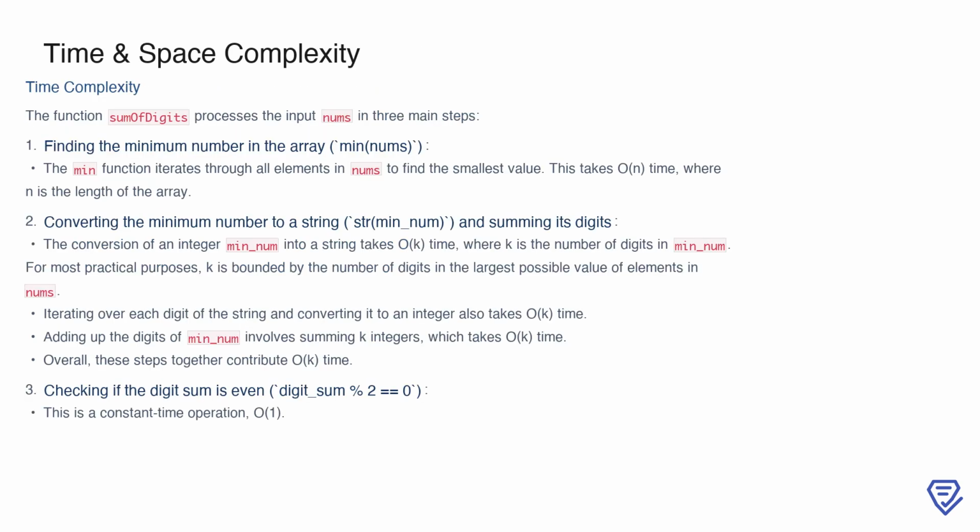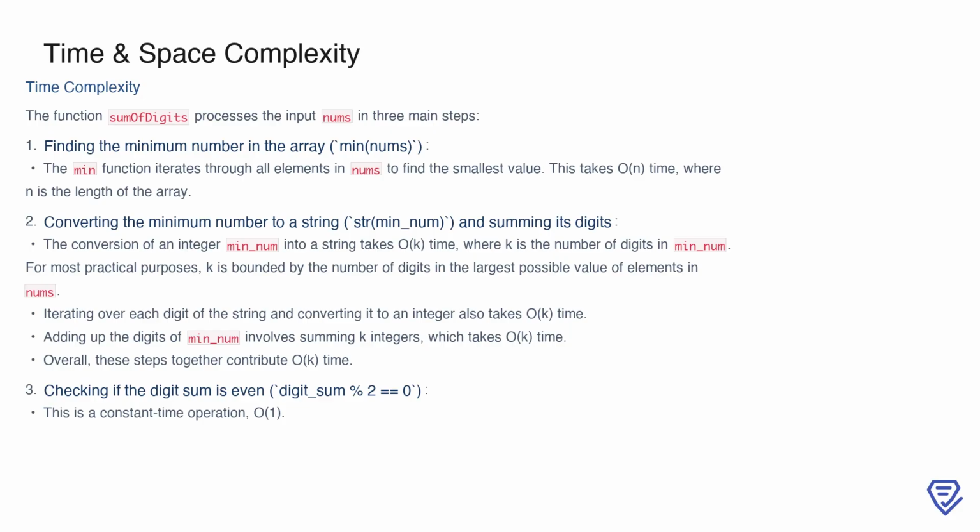When analyzing the time complexity of the function sum of digits, we can break it down into 3 key steps. First, the function identifies the smallest number in the array using the min function. Since this operation requires iterating through all elements of the array, it takes O(n) time, where n is the length of the array. Next, the function converts this minimum number into a string and processes its digits.